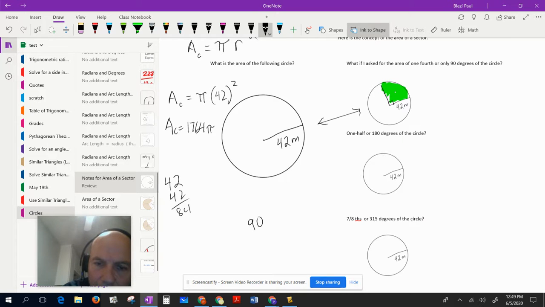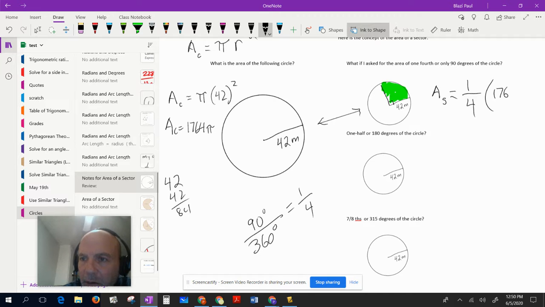Isn't 90 degrees 1/4 of an entire circle? Yeah, see that? 90 over 360 is 1/4. I want you to get accustomed to that. So if I am finding the area of 90 degrees of this circle, doesn't it make sense that the area of this sector would just be 1/4 of the area of the entire circle? Doesn't that make intuitive sense to you guys? Okay, that's the area of that sector.